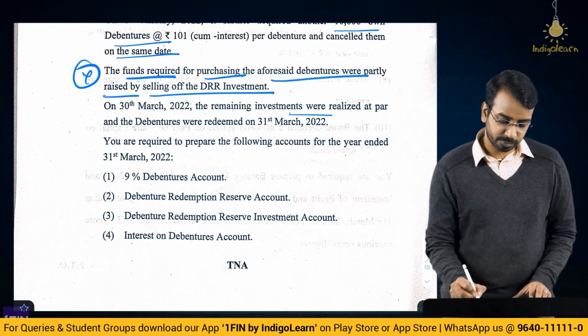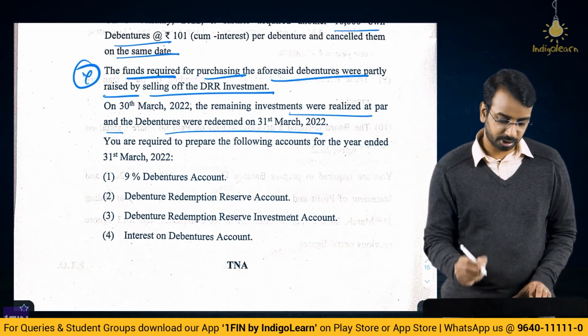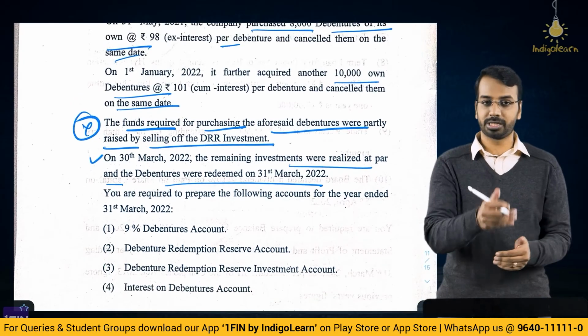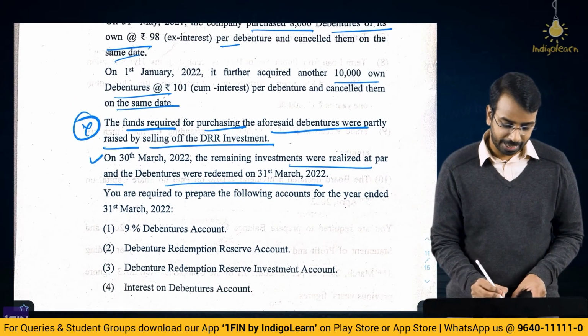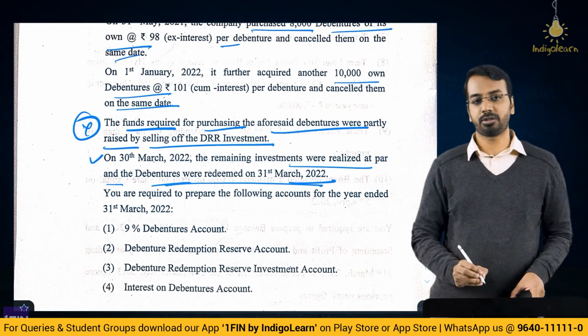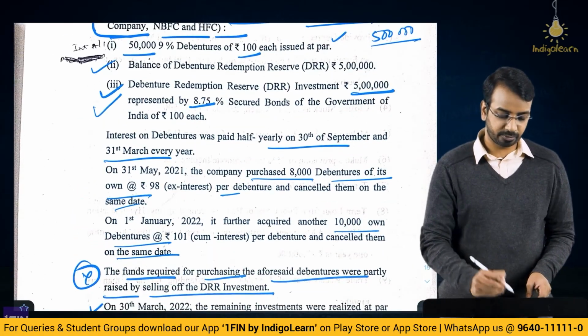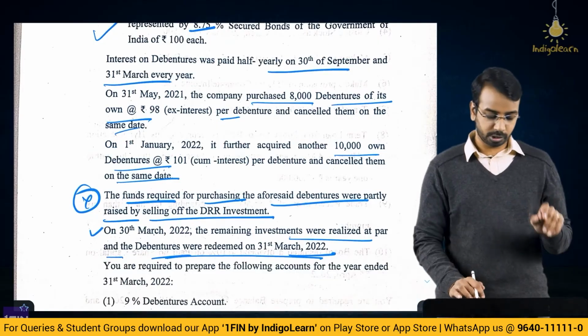Then the remaining investments were realized at par and the debentures were redeemed on 31st of March. So on 30th of September, the remaining investments were realized at par. Whatever is left over is realized at par, and debentures were redeemed on 31st of March of 2022. So you will need to pass the redemption entry, you will need to pass the sale entry for all of this, and then you will have to close the books of account.